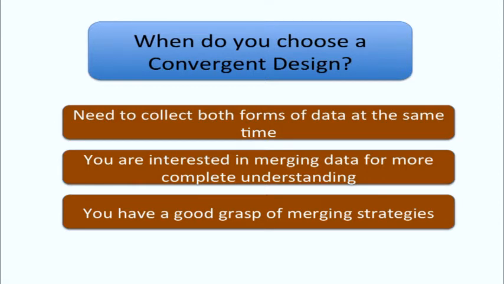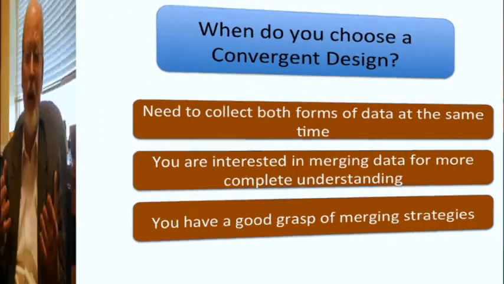The basic idea is that you're trying to merge these two forms of data to develop a more complete understanding of your problem. So if you feel that your problem can best be explained by both quantitative and qualitative data, this is a good design. And people use this when they have a good understanding of some of these merging strategies, such as a joint display, ways in which they want to portray the data side by side.